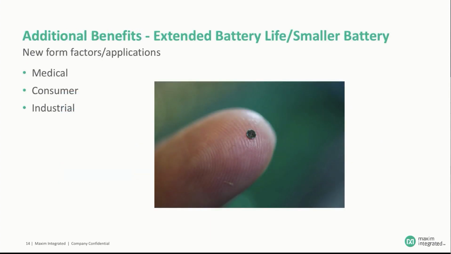Extending battery life and/or reducing battery size opens up many opportunities to build products in new form factors. This image is a tiny biosensor that can measure blood chemistry when placed in the body. Later in the discussion, we will touch on different applications from each of these end equipment segments: medical, consumer, industrial, showing how the benefits of nanopower can extend to a variety of systems.